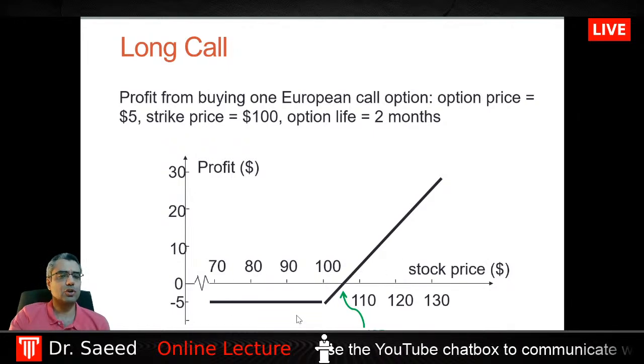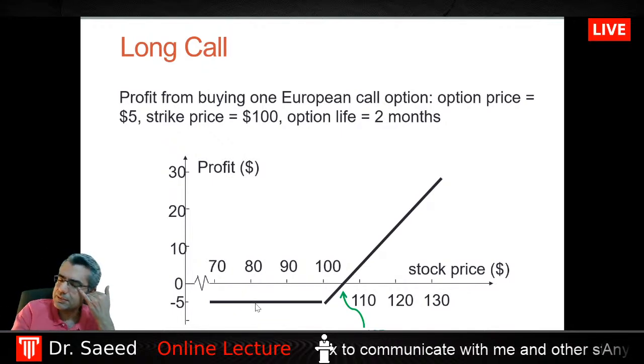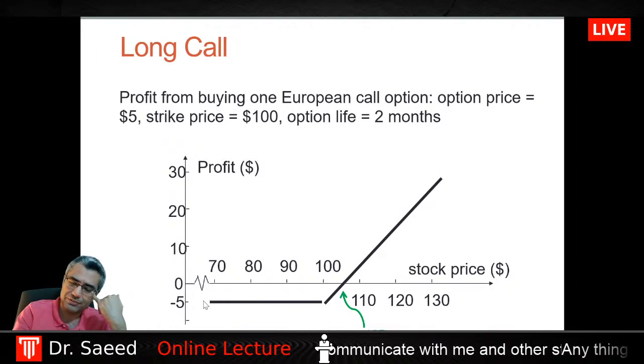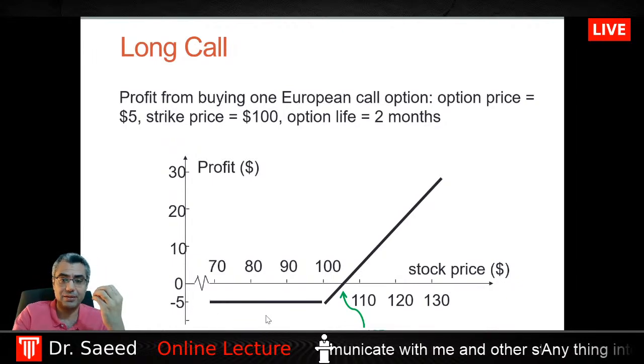So profit against stock price. So this is long call. So what do you see from this? You see that the loss means any negative profit, right? Anything below this line, below this axis. So this means that the maximum loss for a buyer of the call is $5, which is the premium you pay.